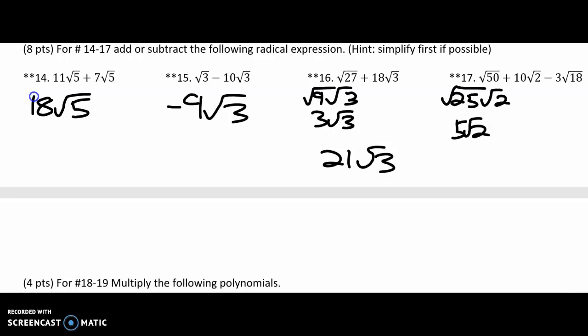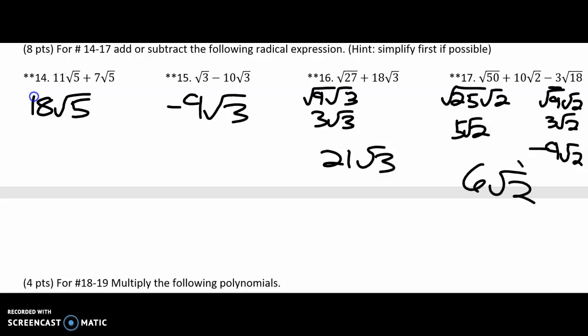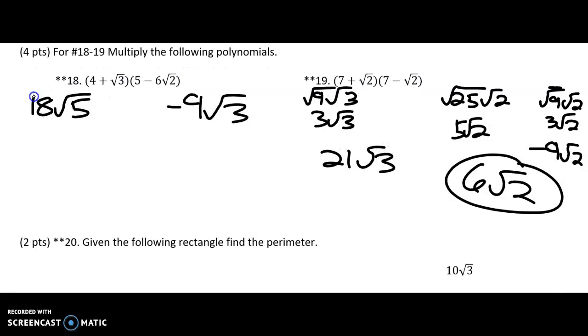Negative 3 root 18, if I take care of the root 18, it's going to be 9 and 2, so that would be 3 root 2. But now remember, I have a number on the outside already, that's negative 3, so what I'm going to have to do is multiply. So negative 3 times 3 is negative 9 root 2. So now I have 5 root 2 plus 10 root 2 minus 9 root 2. So I believe that gives me 6 root 2 as an answer. So the key to that one is you have to remember there's already a number outside, you have to multiply.